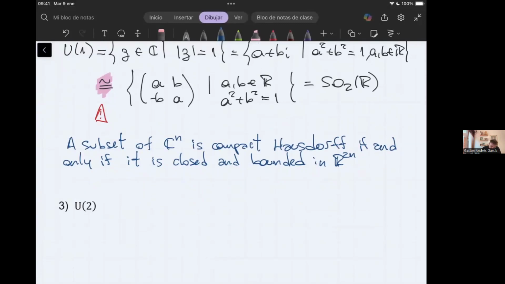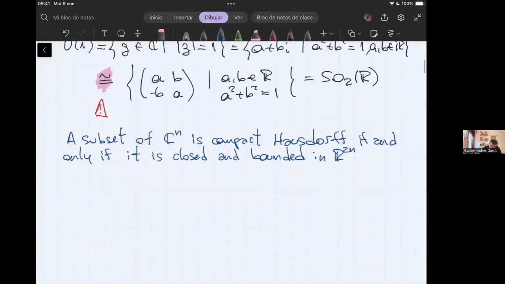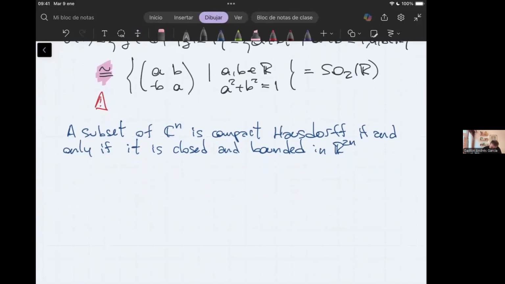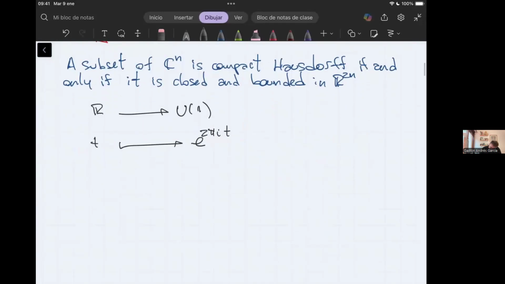And of course, we can see this example as the image of a map from the real numbers to U1. So we take any real number t and we send it to the complex number e to the 2 pi i t. Of course, it has a kernel, this one.